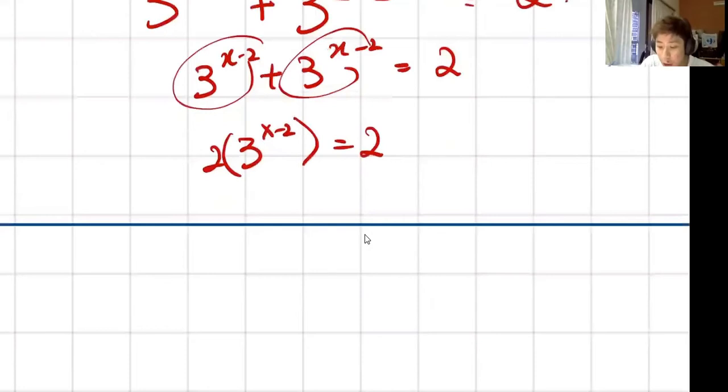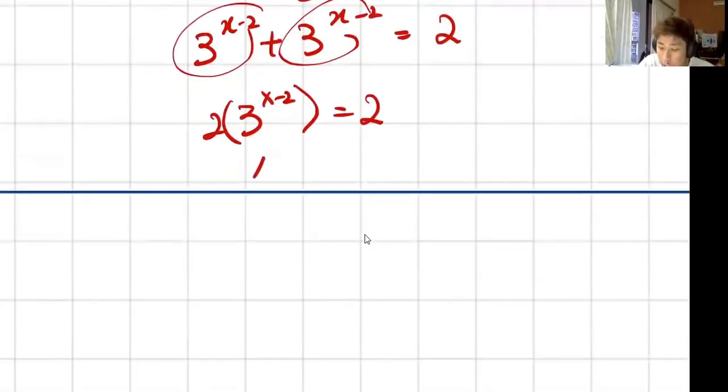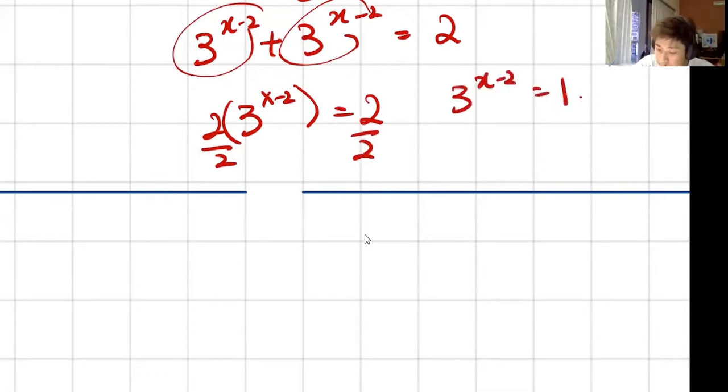Okay, now is the thing I want you to pay focus on. This is a step where people do not know how to solve anymore. So you must understand, first of all, you can think of it this way first. Since we are learning for the first time, I'll remove these 2 first. Since left hand side is equal to right hand side, I can divide by 2 on the left hand side and divide by 2 on the right hand side. So I will have 3 to the power of x minus 2 equals to 1.